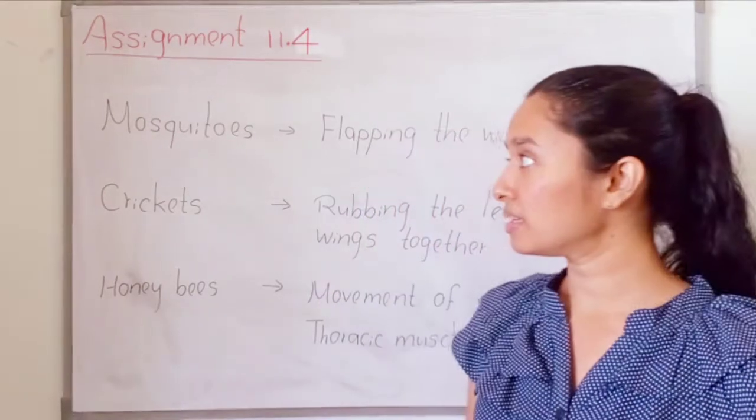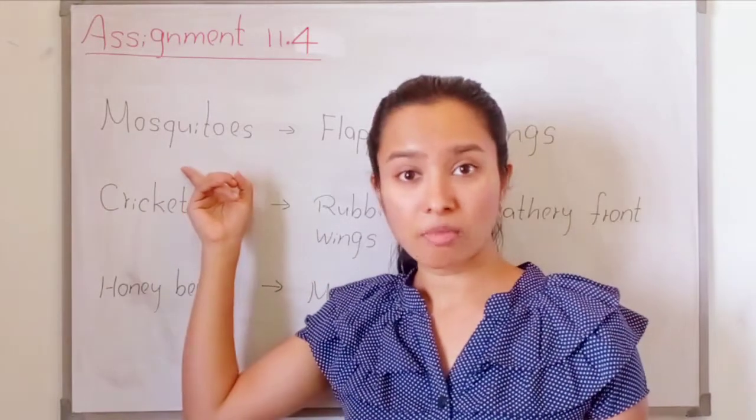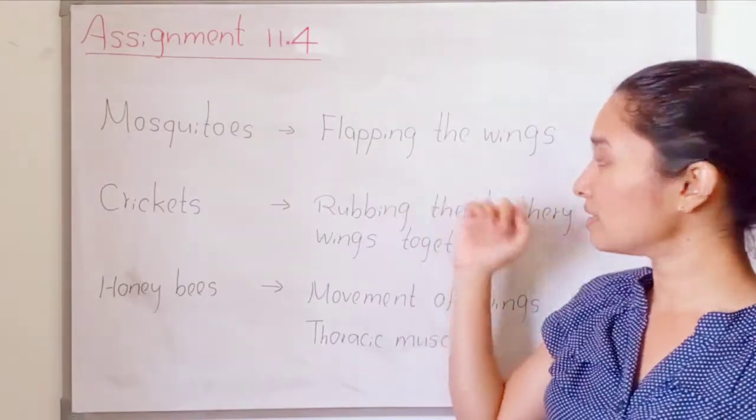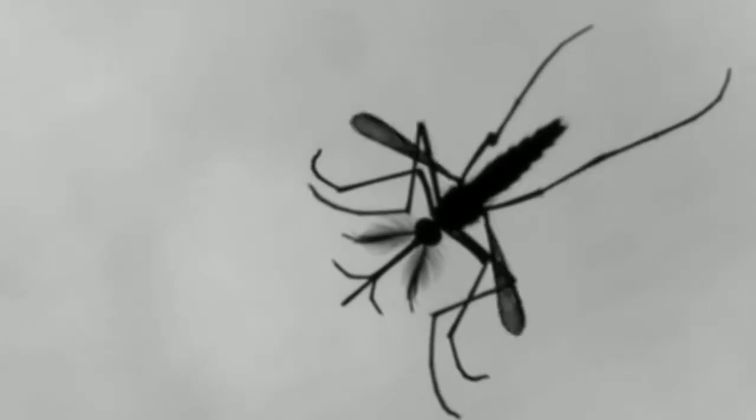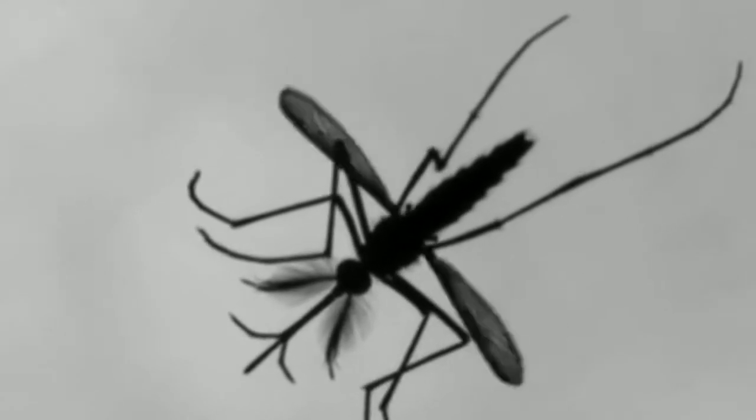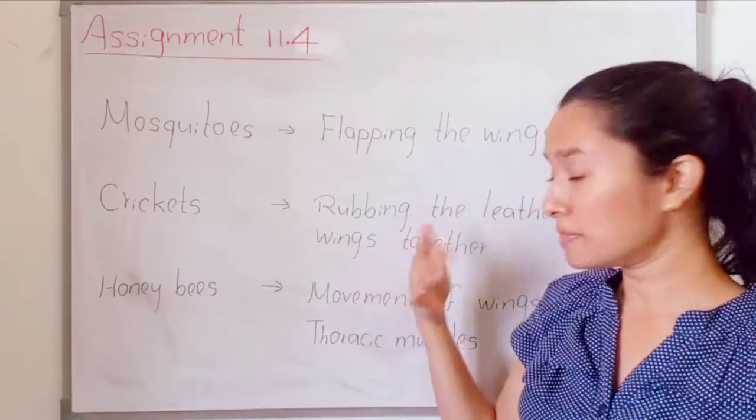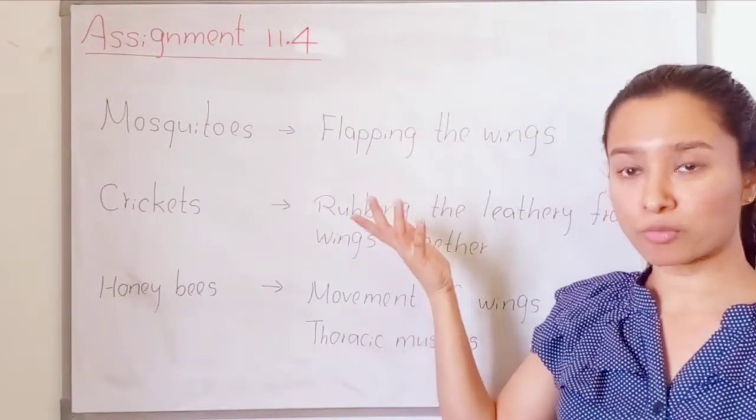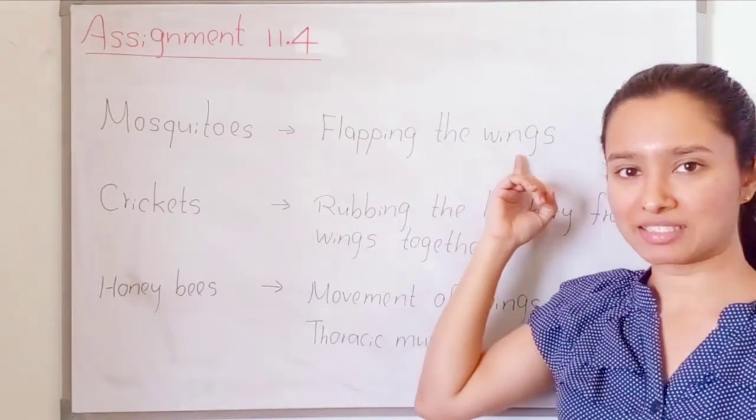For example, we can take mosquitoes. They are producing sound by flapping the wings. That means vibration of the wings. They are producing sound by vibration of the wings.